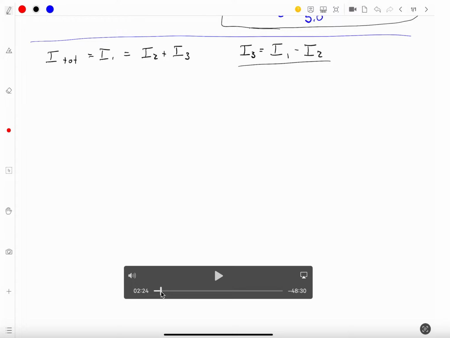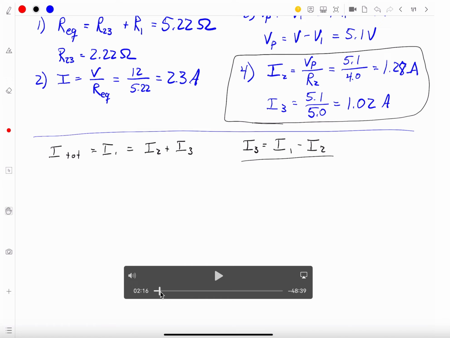Now, you could do something clever, and instead of doing VP 5.1 divided by 5.0 for I3, say I3 is equal to I1 minus I2. You could do that, but here's what I would recommend. Don't. Stay with I3 and stay with Ohm's law, okay?